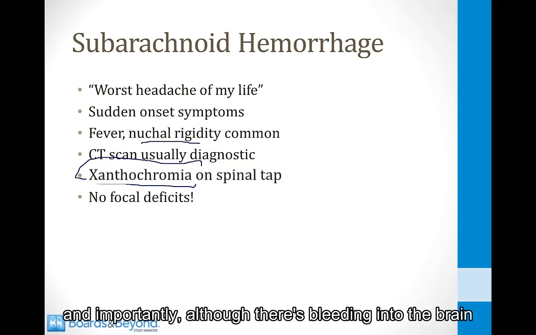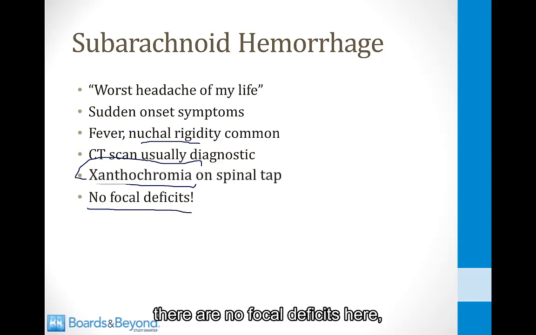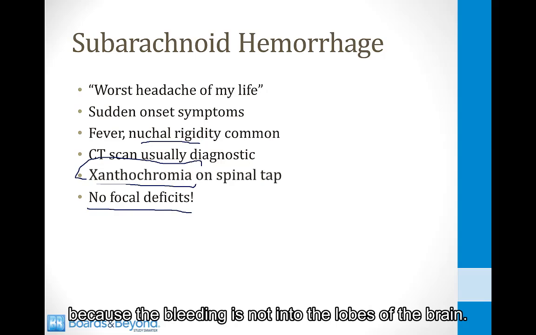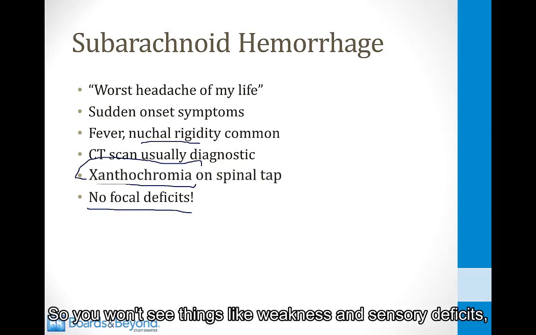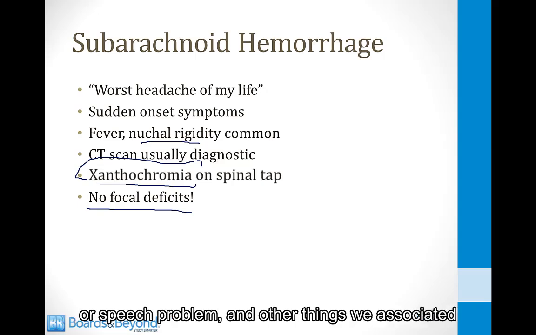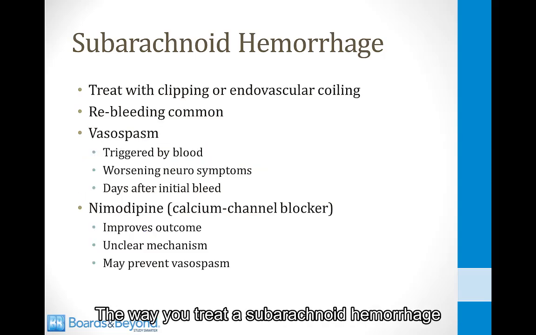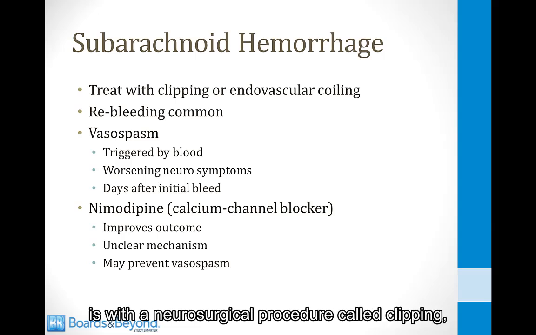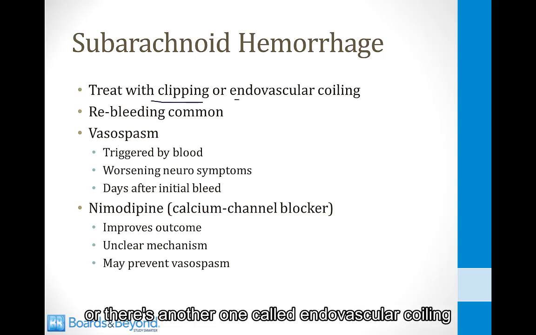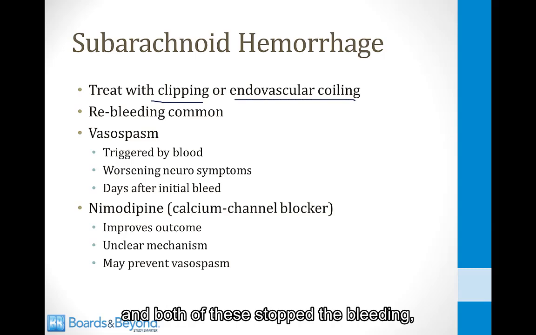Importantly, although there's bleeding into the brain, there are no focal deficits here because the bleeding is not into the lobes of the brain, so you won't see things like weakness and sensory deficits or speech problems and other things we associate with bleeding into the lobes of the brain themselves. The way you treat a subarachnoid hemorrhage is with a neurosurgical procedure called clipping, or there's another one called endovascular coiling, and both of these stop the bleeding.